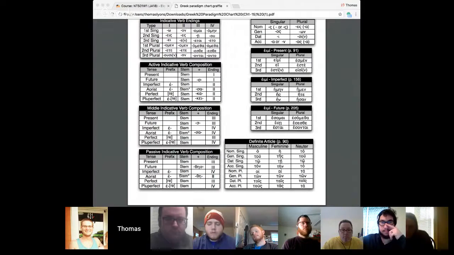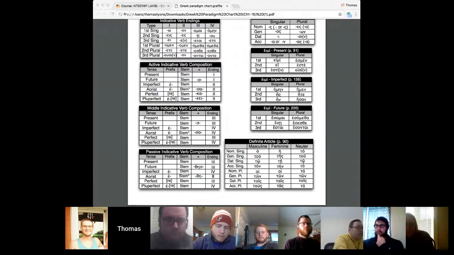Except each time you move down a chart, you get one exception. So, for example, the present and the future are type 1s. When you move to the middle, they're type 3s. So if you'll notice, moving from the active to the middle, all the type 1s and type 2s go to type 3s and type 4s, with one exception, that being the perfect. The perfect actually goes to a type 3. And then moving to the passive, you'll see that the pattern stays the same, but one additional ending changes, and that's the aorist. That type 4 ending goes to a type 2.